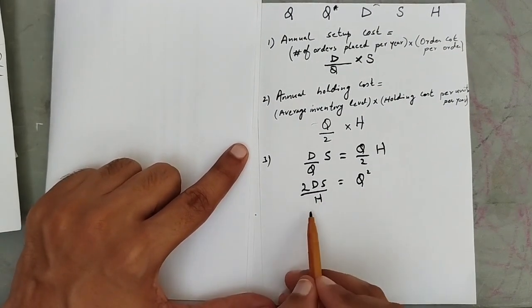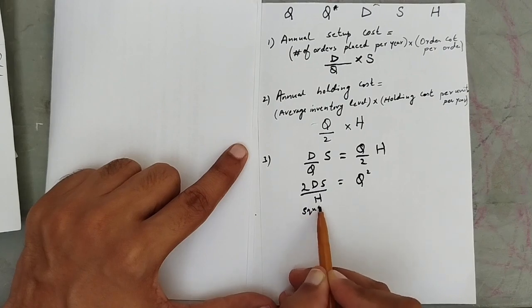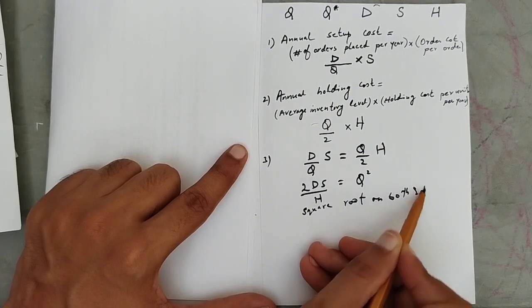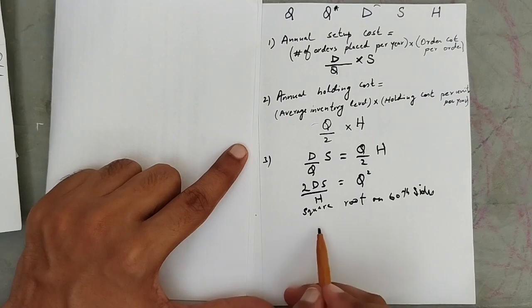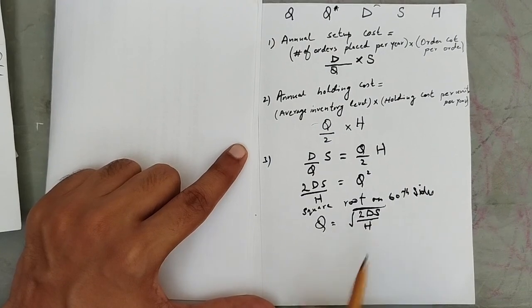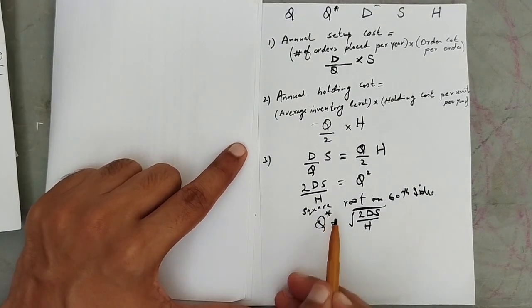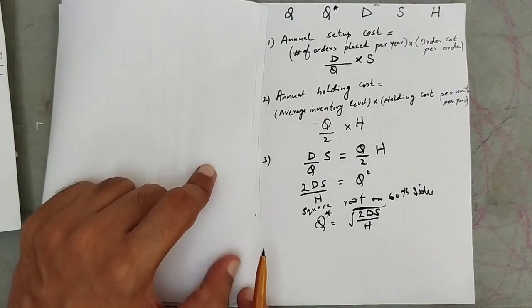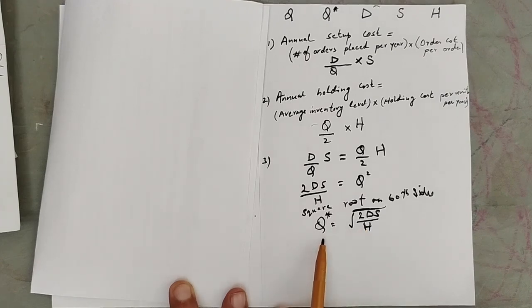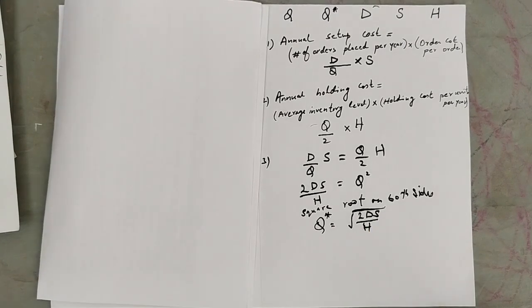If we take the square root on both sides, what will happen? Q equals the square root of 2DS by H. So this is the optimum order quantity. Over here you see, this is the quantity which will reduce the total ordering cost, and which will give you the quantity of the least ordering cost and holding cost for fulfilling the annual demand. Okay, thank you very much.